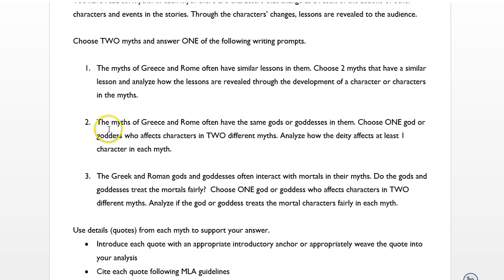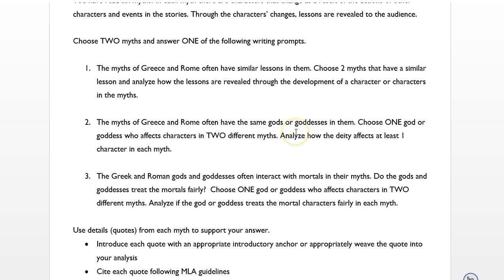Your second choice: the myths of Greece and Rome often have the same gods or goddesses in them. Choose one god or goddess who affects characters in 2 different myths. Analyze how the deity, that's just a general word for god or goddess, so I don't have to keep writing both, affects at least one character in each myth.